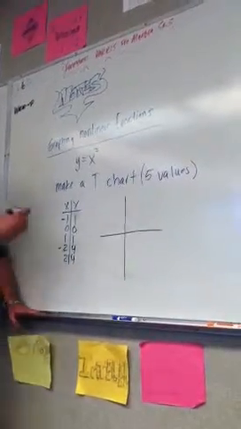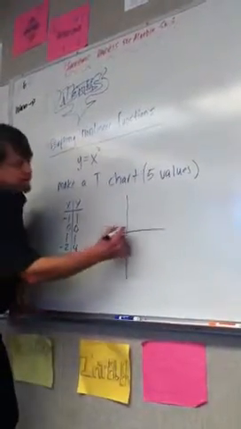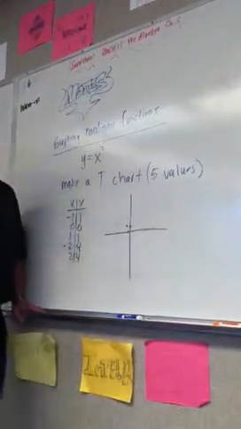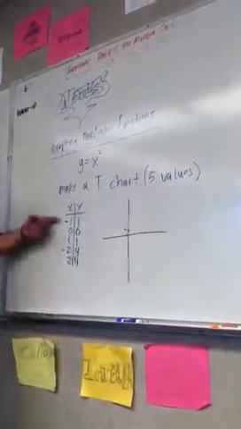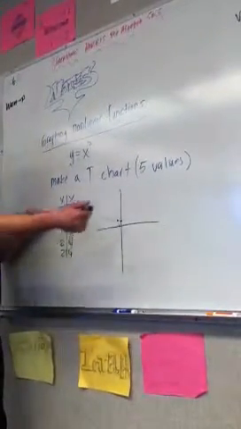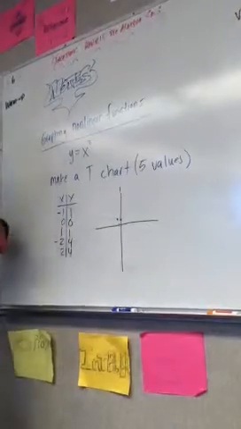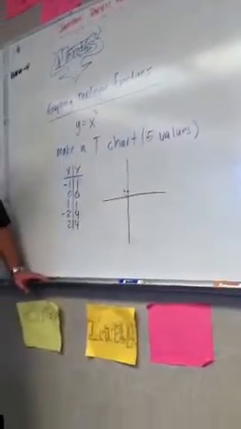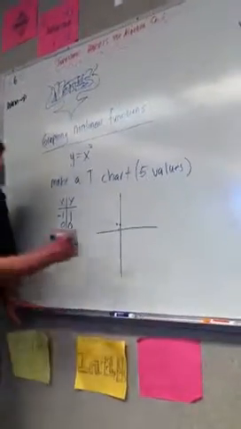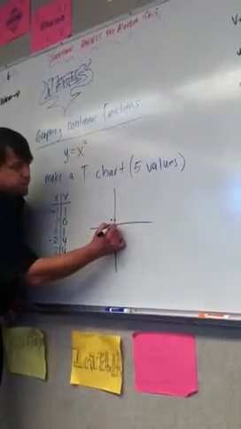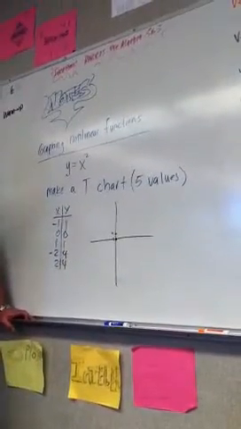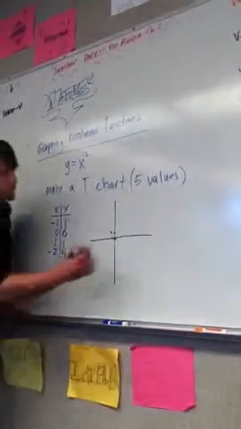Ready? I'm going to go to the point -1, 1. So that's -1 on the x, 1 on the y. Let's put a dot there. X is always left and right, so I'm going left first and then going up. Next point I'm going to graph is 0, 0, which is at the origin. Next one, 1, 1.